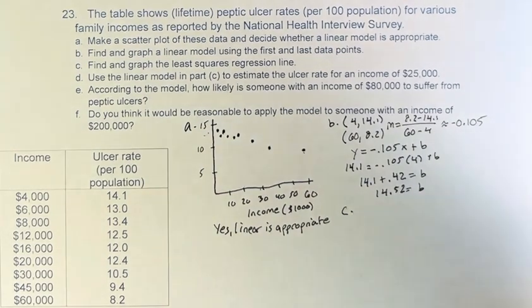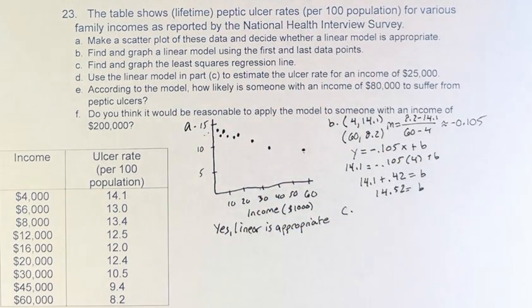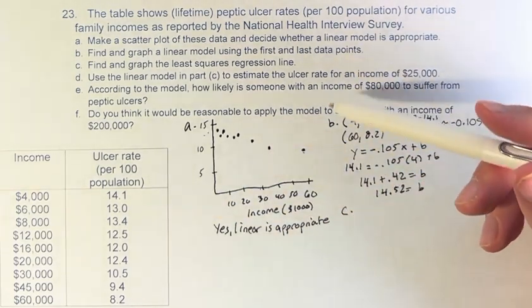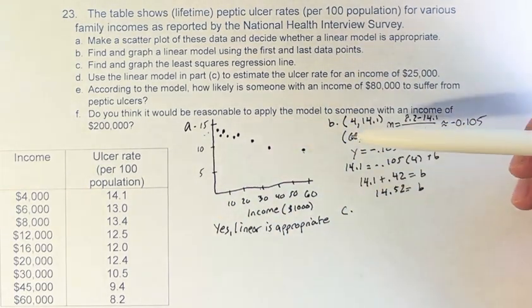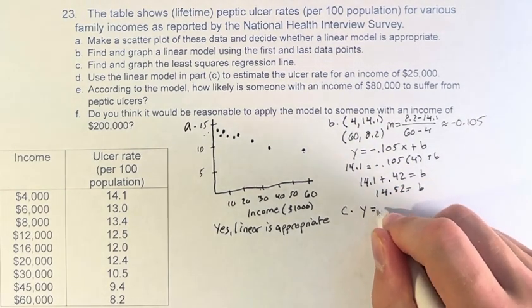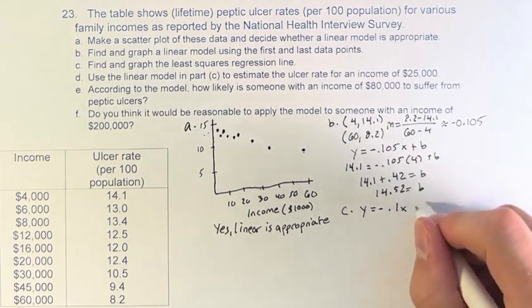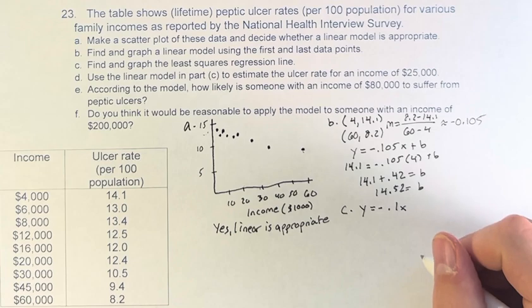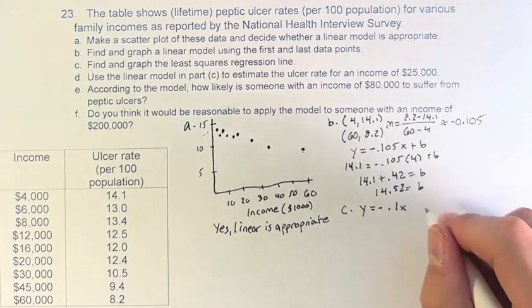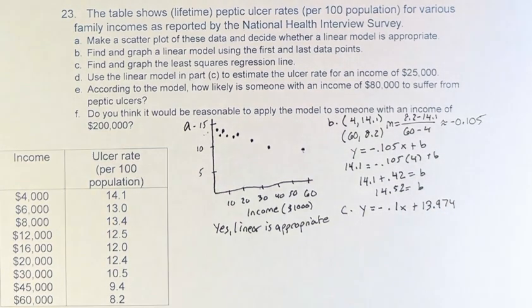For C, we're asked to find and graph the least squares regression line. This is something that you're not going to want to do by hand. You can do it in a calculator, or there are websites online that can do it. And what you'll find is that it's y equals negative 0.1x with a lot of zeros after it before there's anything else. So we just round it to 0.1. Negative 0.1x plus 13.974. And so this is taking into account all of the points.